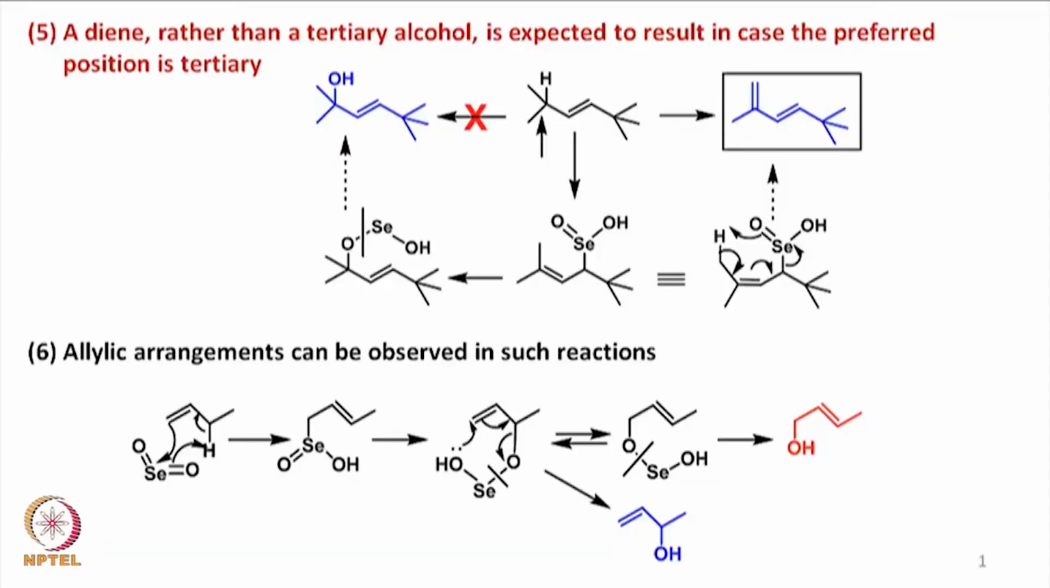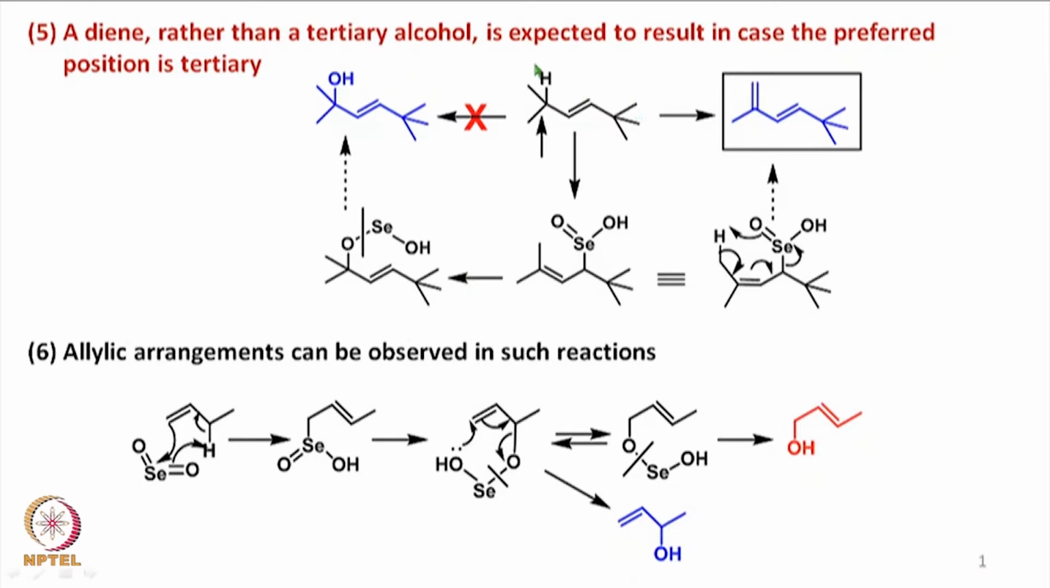So, basically what we had seen was that the oxidation occurs on the di-substituted side of the double bond. It does not occur at the bridge head position. It occurs on the cyclic ring rather than on the side chain. So, there are certain restrictions and certain observations which have been made, and now according to the 5th rule, a diene rather than a tertiary alcohol results in case the preferred position is tertiary.